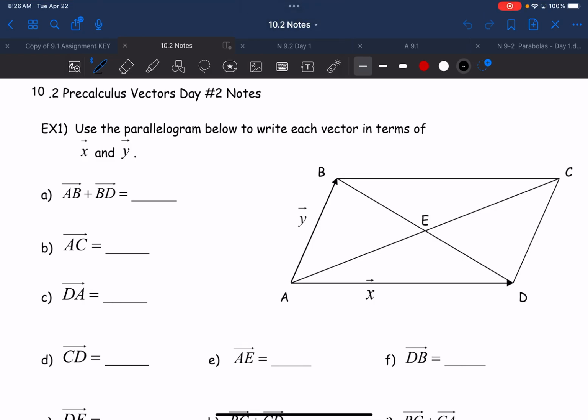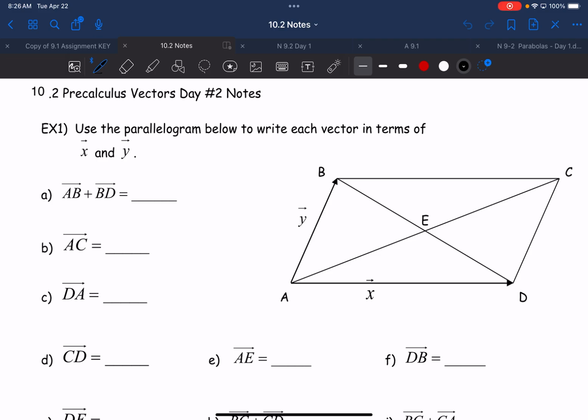Use the parallelogram below to write each vector in terms of vector x and vector y. So instead of using AB and BD and AC like they are currently written on the blanks, we're going to fill in the blank next to it using only vectors x and y. Well, in a parallelogram, we should know certain properties. What do we know about opposite sides of a parallelogram?